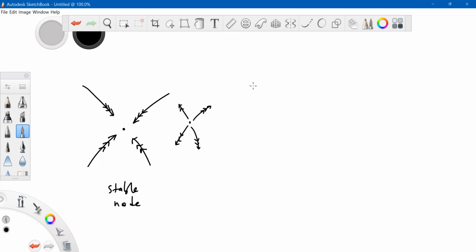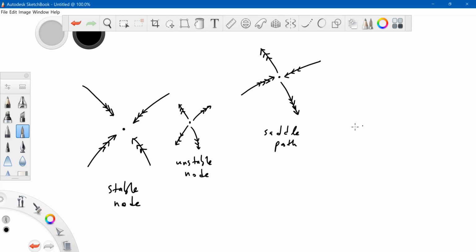You may have something like this. In one direction, it is converging to the steady state. In the other direction, it is diverging from it, and this is called a saddle point or saddle path.